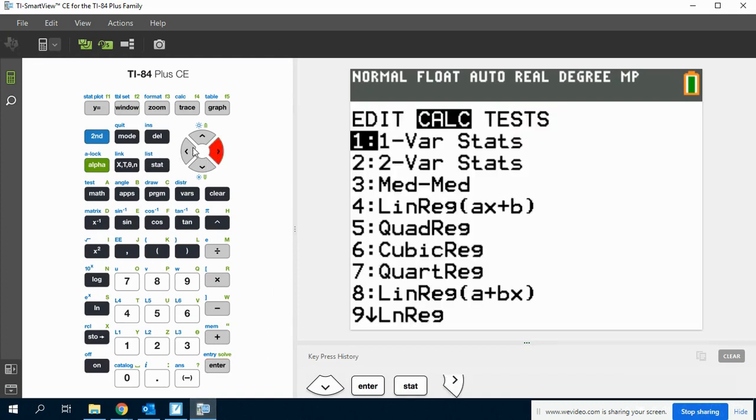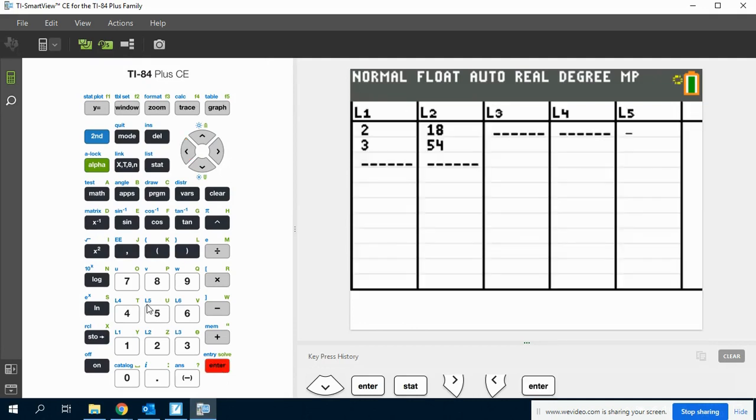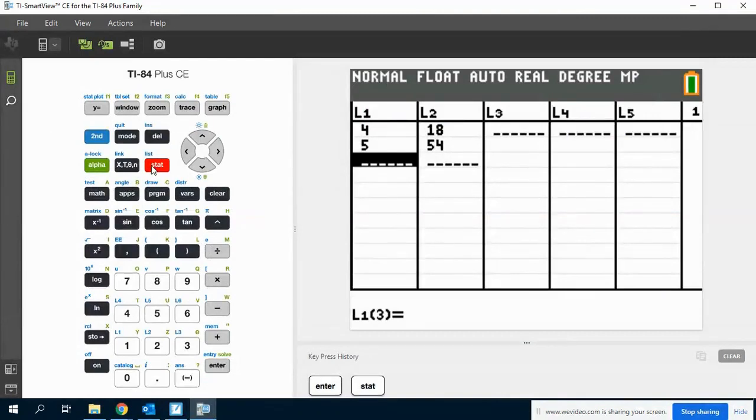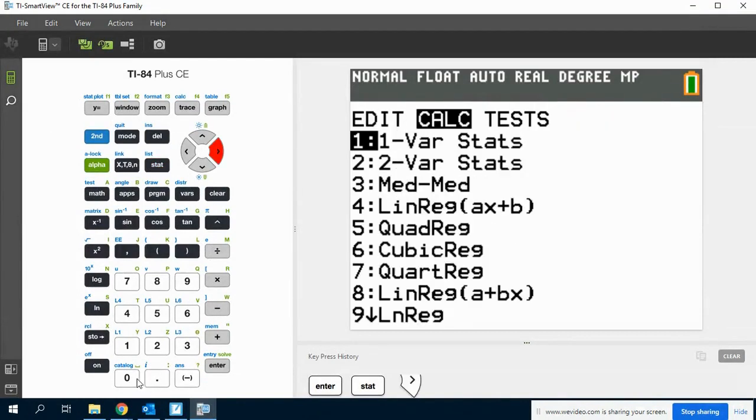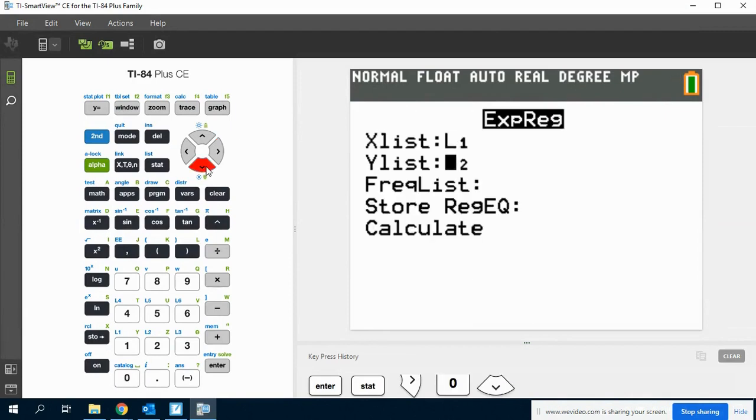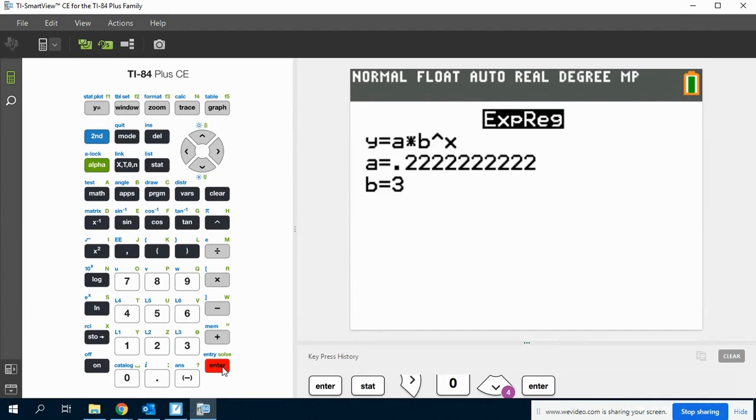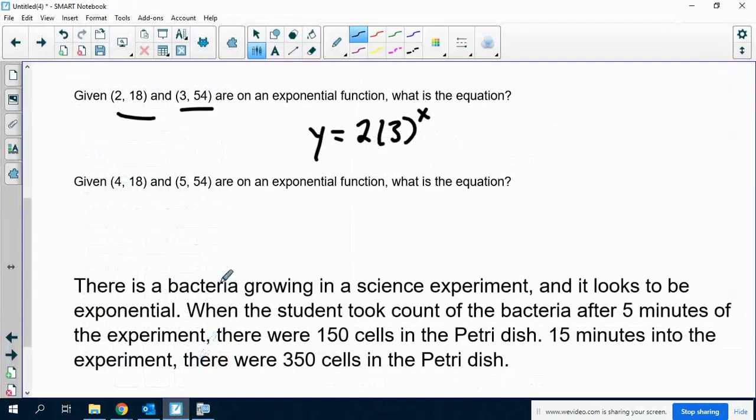Now, what if I made a horizontal shift? So notice that what I did for this is I just did a horizontal shift to the right 2. So it's now (4, 18) and (5, 54). Well, if I go to exponential regression, remember it's option 0, and I calculate, I'm going to end up with a different A value, but the B value is the same. Remember what the A represents. The A actually just represents the initial condition. So y equals 0.2 repeating, so that's 2/9 times 3 to the x.